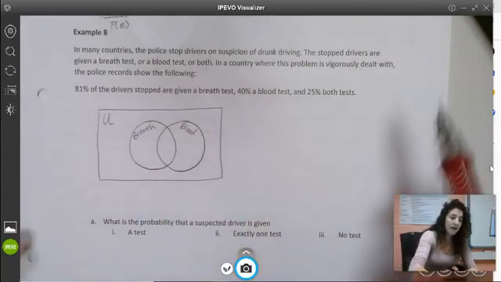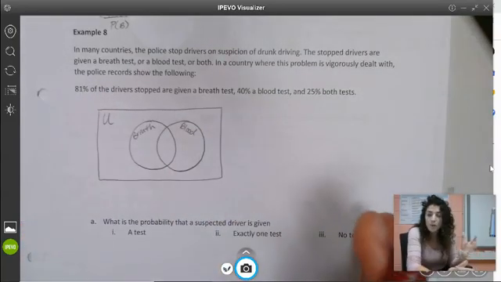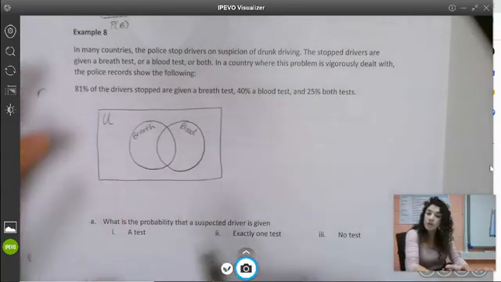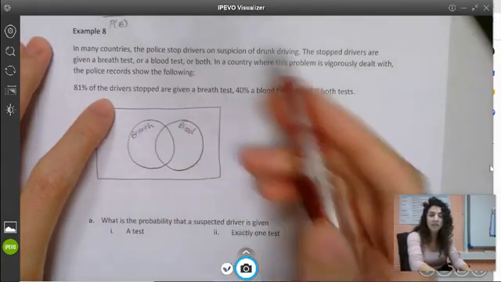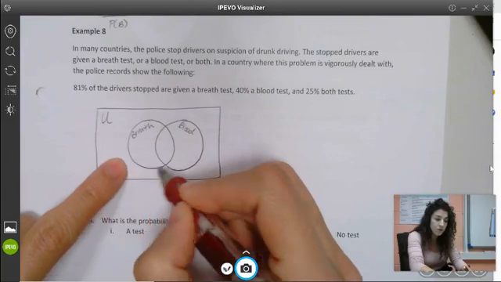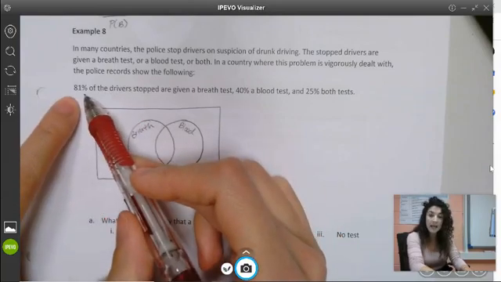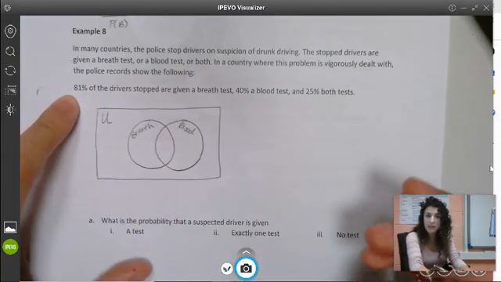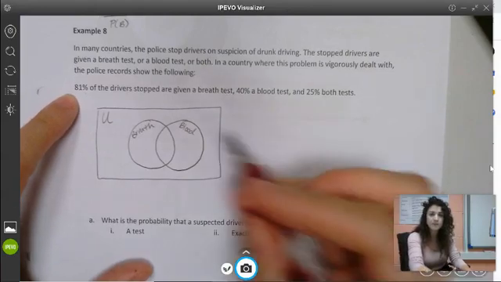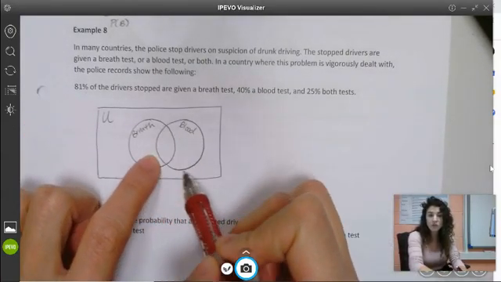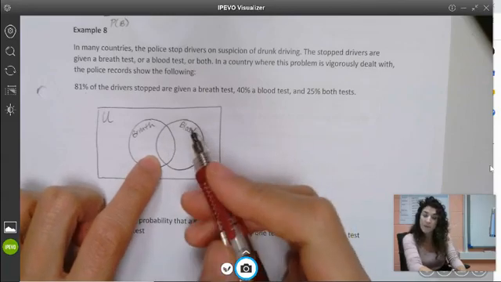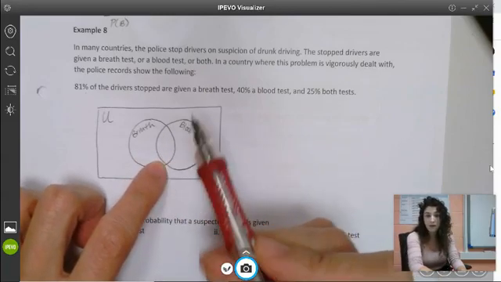So we have this information, and it's a riddle. Where do these pieces of information go? What do they mean visually? So if 81% of the drivers stopped are given a breath test, that means that this whole circle right here represents 81%, in other words, a probability of 0.81. 40% are given a blood test. So this whole circle is 40%, or a probability of 0.4.